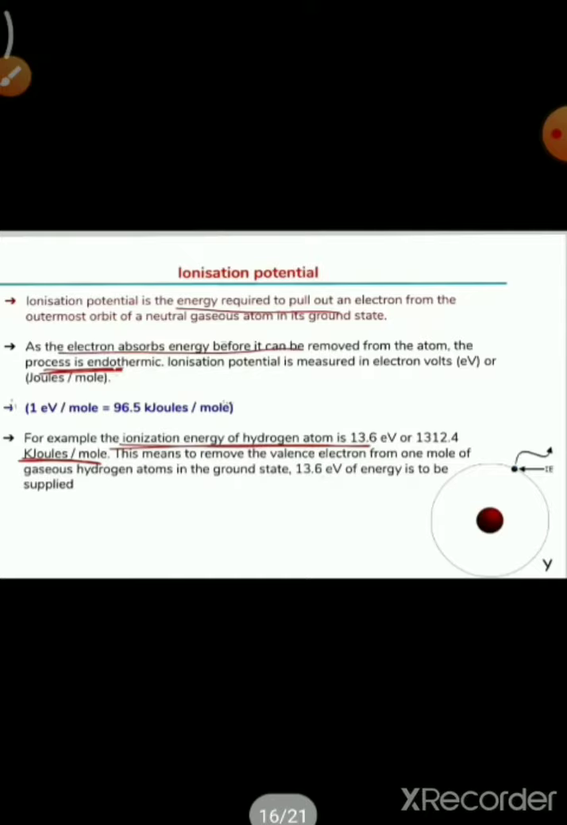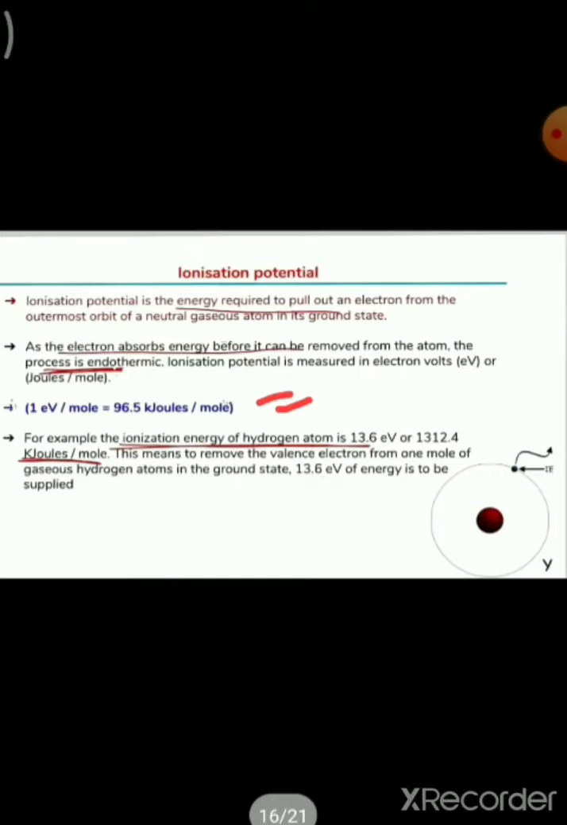Ionization potential is measured in electron volts, that is your eV, or joules per mole. Again, this is one conversion: 1 electron volt per atom is equal to your 96.5 kilojoules per mole. Okay, so you remember it.